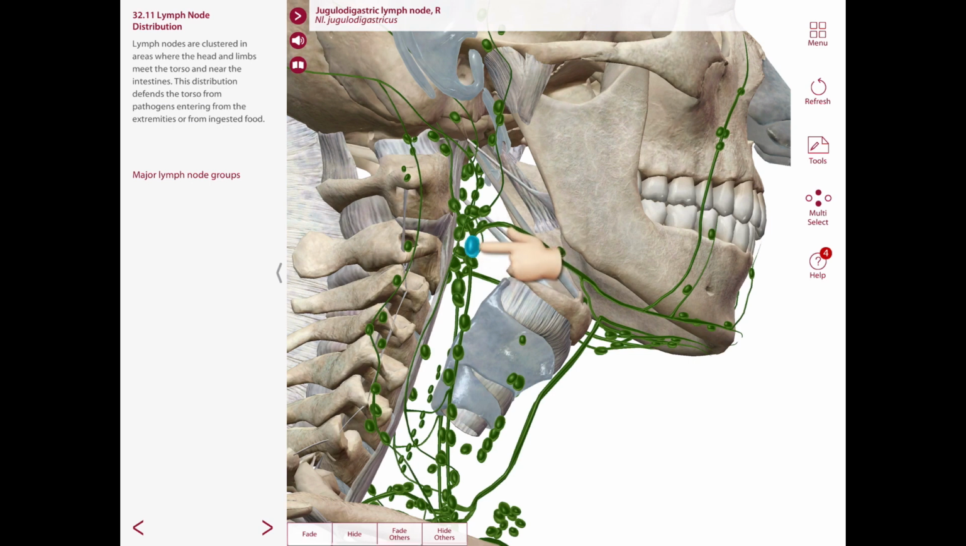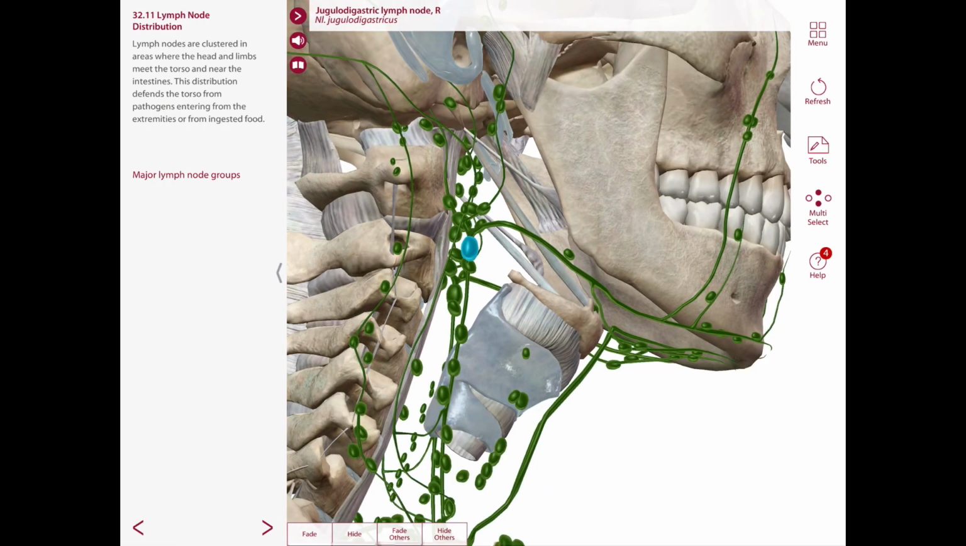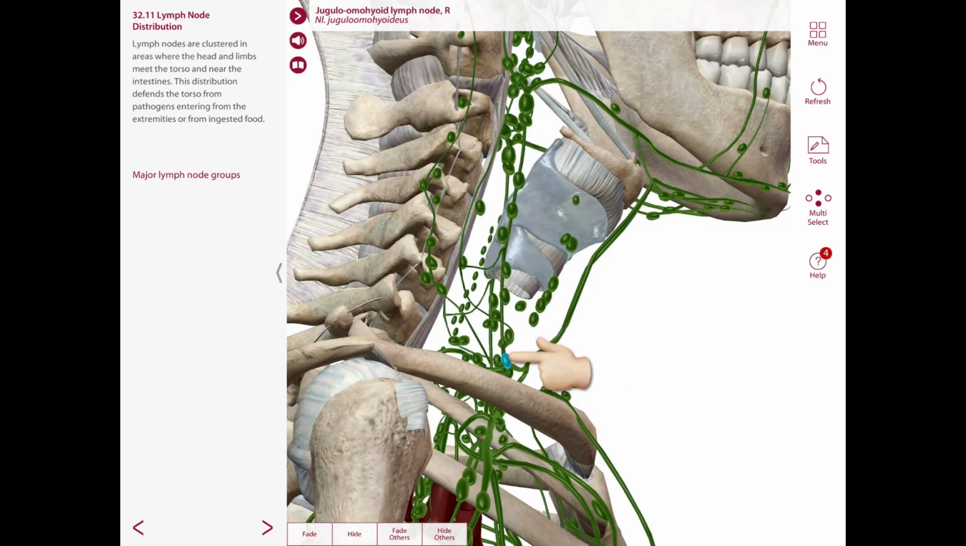We also have some nodes that are called the jugulo-digastric nodes, like this one you're observing right here. This is a very deep cervical node located posterior and inferior to the angle of the mandible. So you can see that's the mandible. And it's close to where the posterior belly of the digastric muscle crosses the internal jugular vein. It is mainly concerned with the lymph drainage of the tongue and the palatine tonsils. More inferiorly, we have the jugulo-omohyoid node. This one is a deep cervical node located close to the intermediate tendon of the omohyoid muscle.